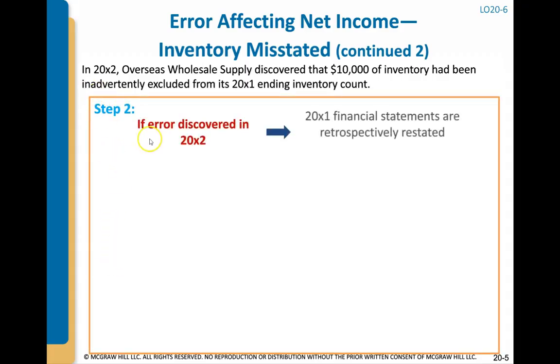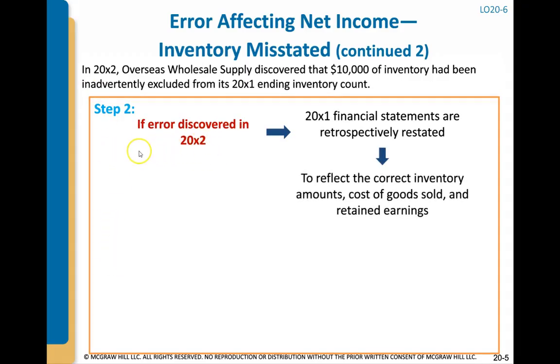So my second step, if I discovered the error in year 2, after I record that journal entry to fix my accounts, my GL, when I issue my financial statements, my year 1 financial statements are going to be retrospectively restated. It's going to have the correct inventory amount, the correct cost of goods sold amount, and we're going to have our beginning retained earnings going into 20x2. We'll have a prior period adjustment to account for that $10,000 for the cost of goods sold from the prior year.